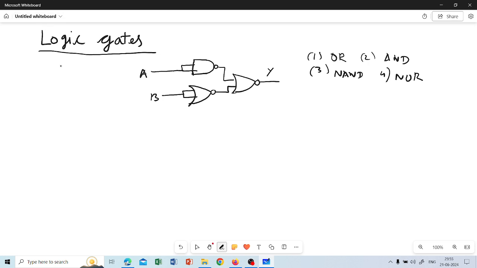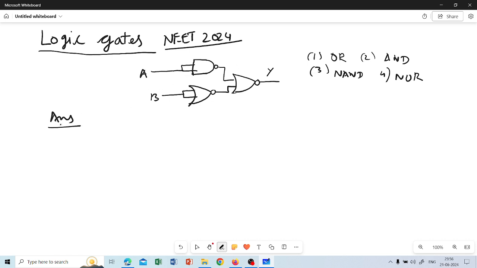Hello all. Today I am going to discuss this question related to logic gates, which came in NEET 2024 this year. I'll tell the methodology to solve this question. These are the four options: OR gate, AND, NAND, NOR. What we should do is never try to solve this question by doing Boolean algebra.